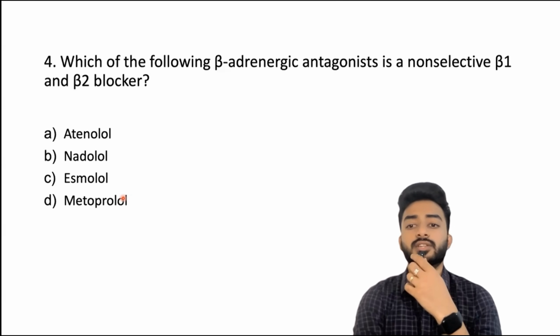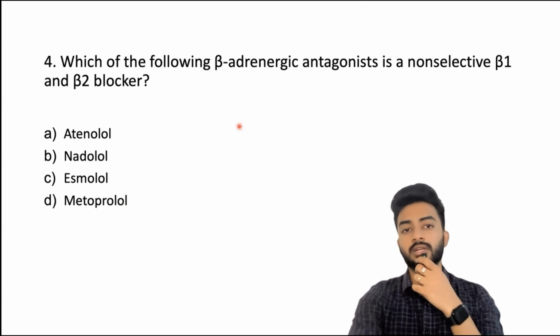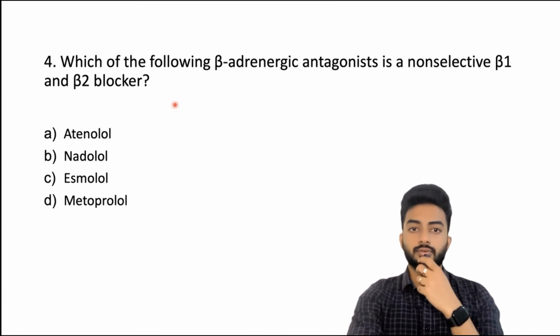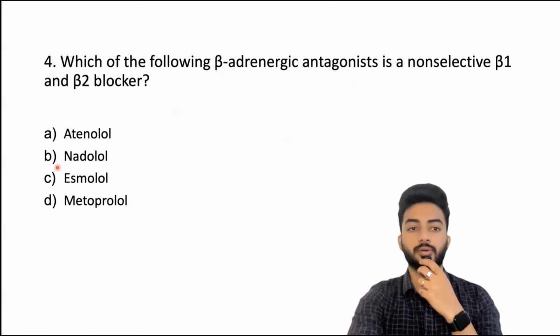So next question, which of the following beta adrenergic antagonists is a non-selective beta 1 and beta 2 blocker? So we have three generations of beta blockers. First we'll go see the options. Option A atenolol, option B nadolol, option C esmolol, and option D metoprolol. So they are asking which of the following is a non-selective beta adrenergic blocker, that is first gen blocker.